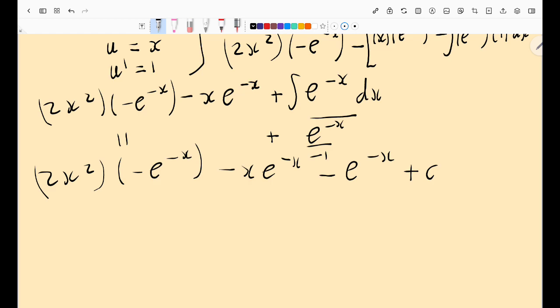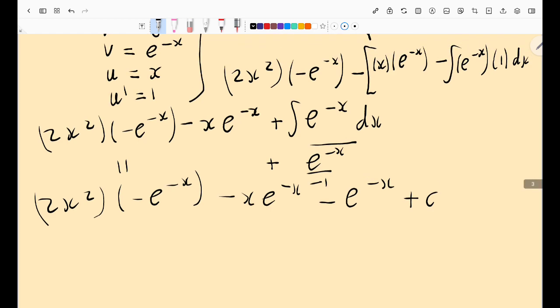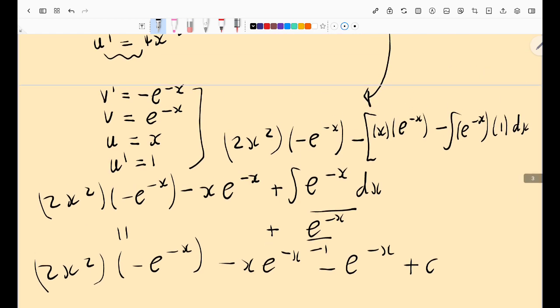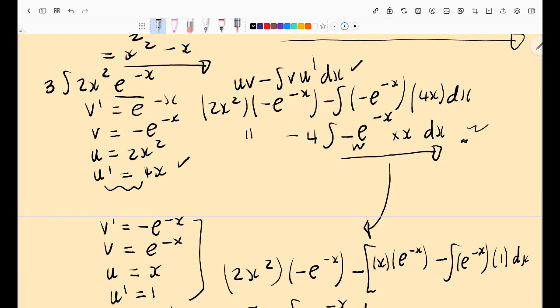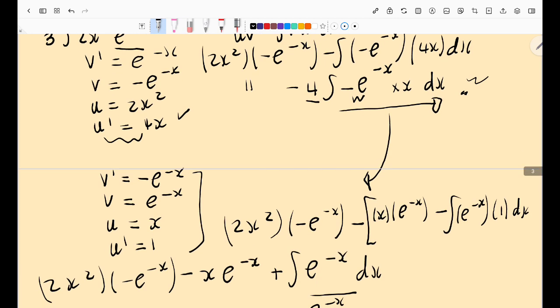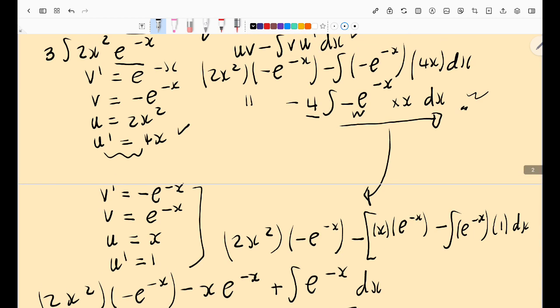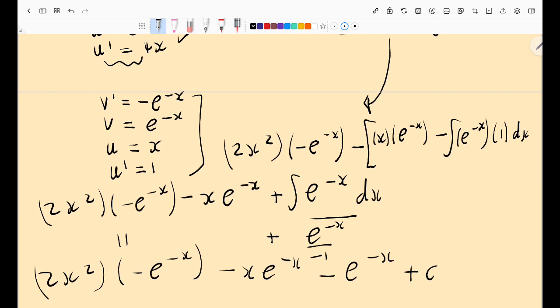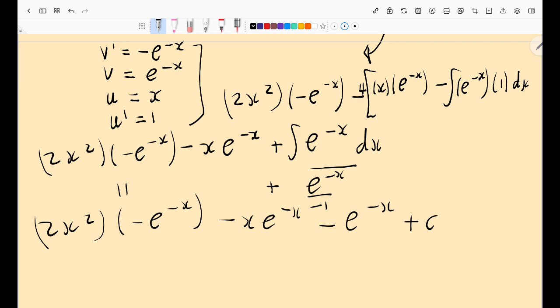All right, let's see if I got that right. This was number 3. Okay, there was a negative 4 somewhere. Oh, I forgot this 4. There was supposed to be a negative 4 here, right? So it's supposed to be negative 4 here, so negative 4, right? I forgot the 4, guys.